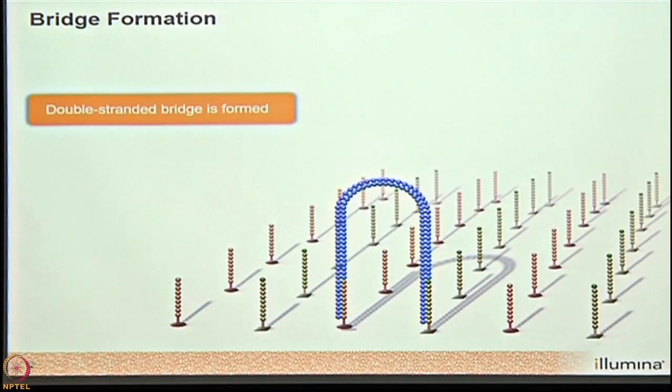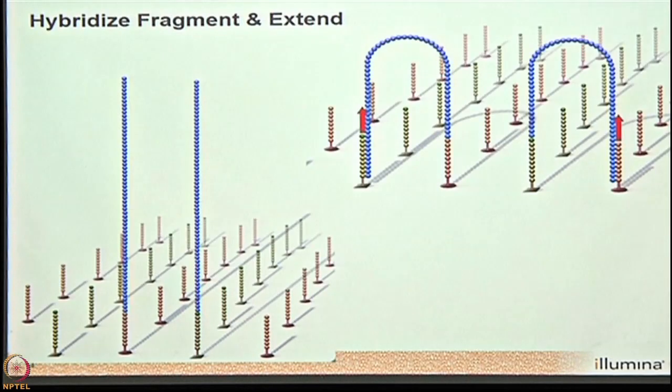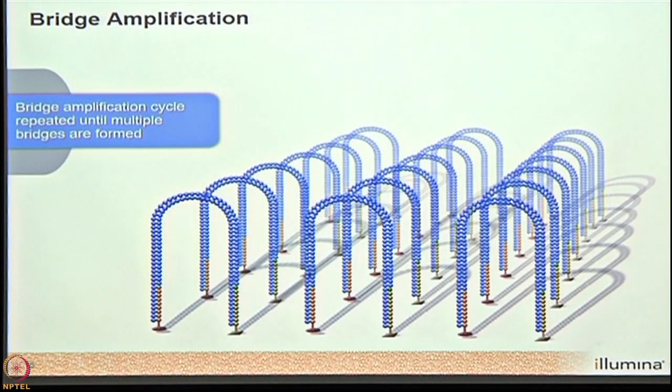Again we will add DNA polymerase, and you will see a bridge kind of structure. Okay. Then again we will denature it, and both strands, because they are bound to the surface covalently, you will see two strands over here, and this process will be repeated millions of times. Ultimately, on the surface of the flow cell, you will have millions of fragments.